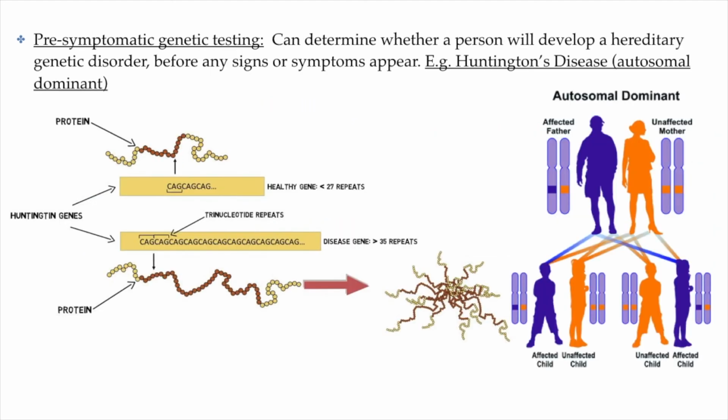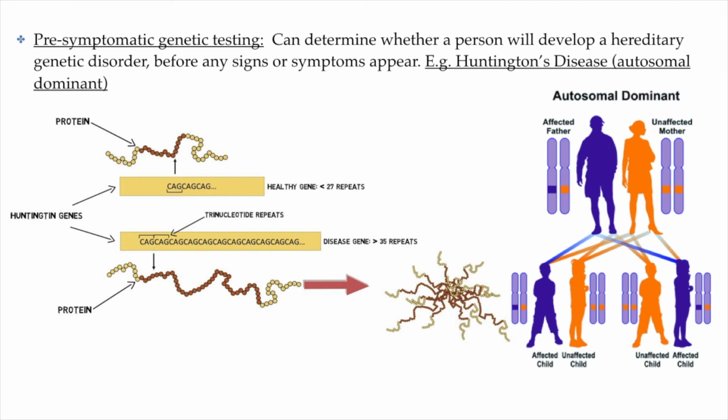Another type of genetic testing that can be done when you're still healthy and even though you don't have the disorder is called pre-symptomatic genetic testing. And this one can determine whether or not you will develop a hereditary genetic disorder in the future, even though you don't have any signs or symptoms of it yet. So unlike predictive genetic testing, where you don't know for sure whether or not you'll develop the disorder, with pre-symptomatic genetic testing, you will develop the genetic disorder if you test positive for the gene mutation, but you don't have symptoms yet. And usually this is done for genetic disorders for which symptoms develop later on in life.